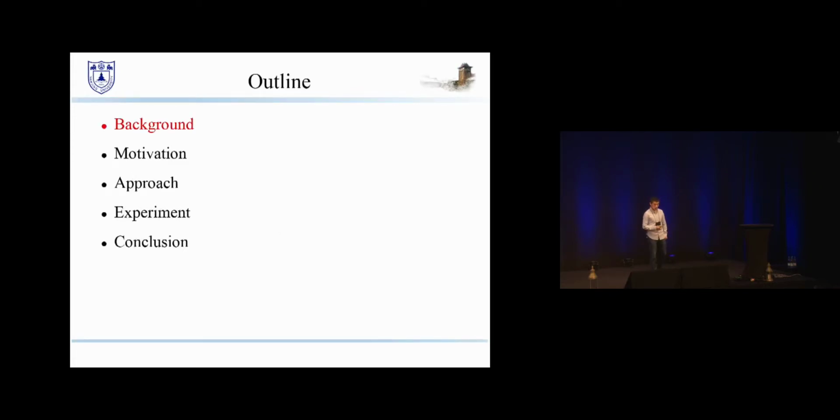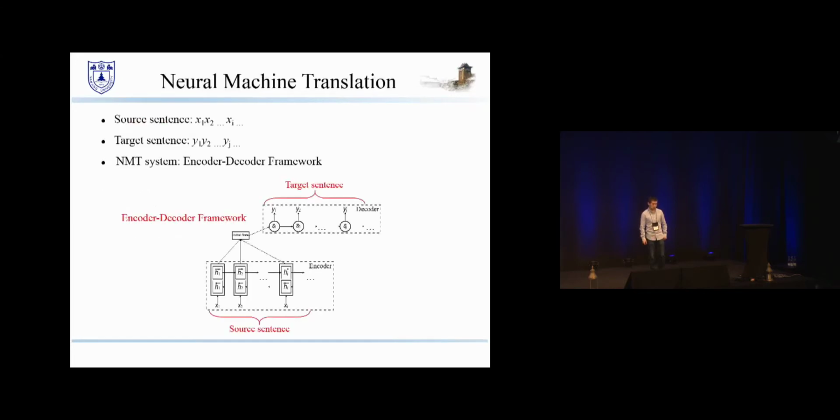Let's start with background. Firstly, there are some notations. We denote the source sentence as X and the target sentence as Y. The hidden states of the encoder are H and the hidden states of the decoder are S. Several neural machine translation systems are based on the encoder-decoder framework. So I will introduce the encoder-decoder framework to explain our motivation.